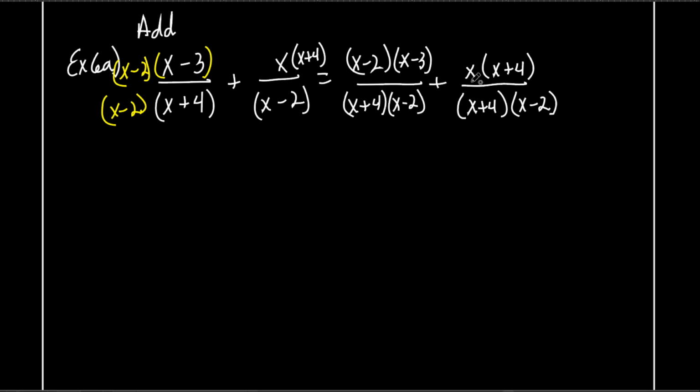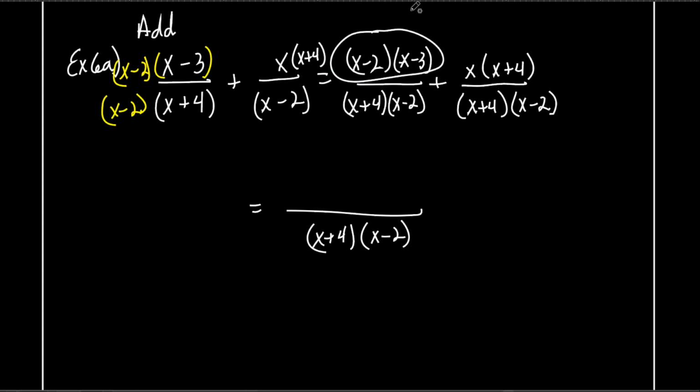Now, on the denominator, you do not have to multiply the denominator out. You can just keep it in factored form, as they say. x plus 4, x minus 2. But on the top, you need to multiply it out. All right? So this thing right here is a distributive property.